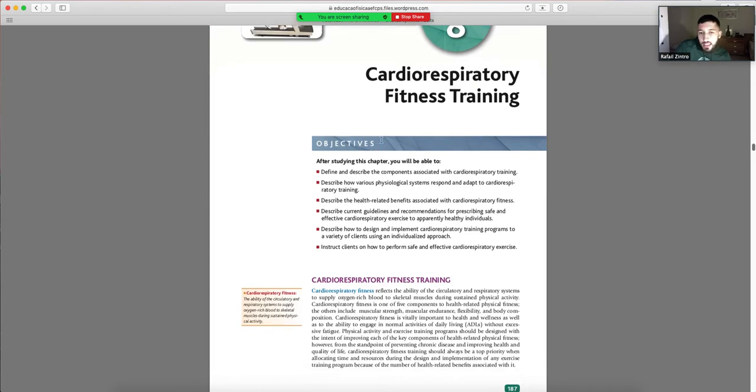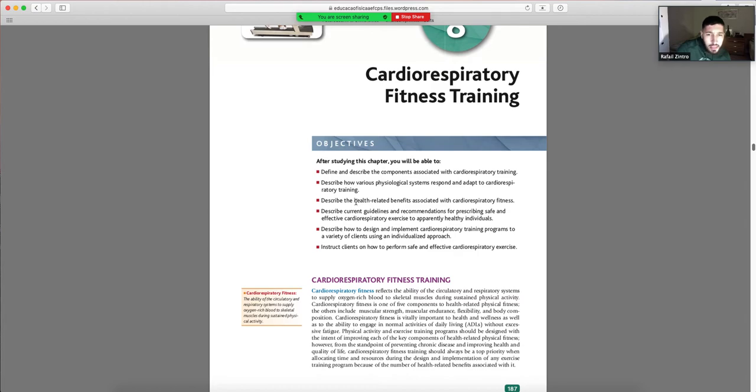But let's get started. So the objectives of today, after studying this chapter, you will be able to, number 1, define and describe the components associated with cardiorespiratory training, pretty self-evident. Describe how various physiological systems respond and adapt to cardiorespiratory training. So how the body responds, basically. Describe the health-related benefits, what's good about it, with cardiorespiratory fitness.